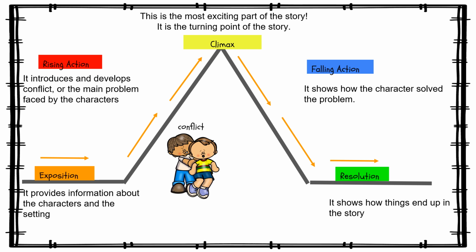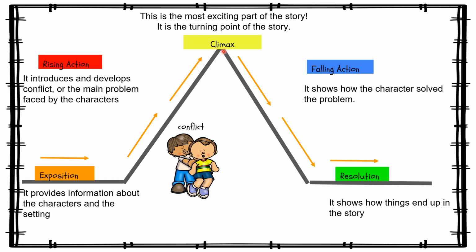Let's take a look at how plot is developed using this graphic organizer. We start with the exposition. It provides information about the characters in the setting. As we go up the graphic organizer, we come to the rising action. This introduces and develops the conflict or the main problem faced by the characters. At the top of the graphic organizer, we come to the climax. This is the most exciting part of the story. It's a turning point of the story, boys and girls.